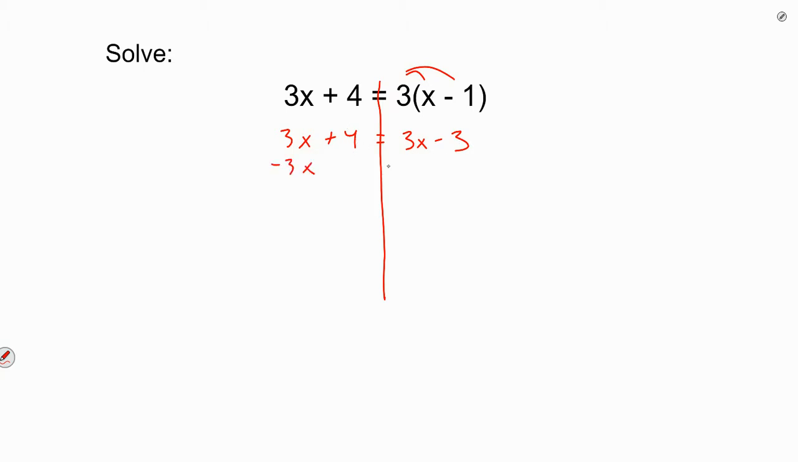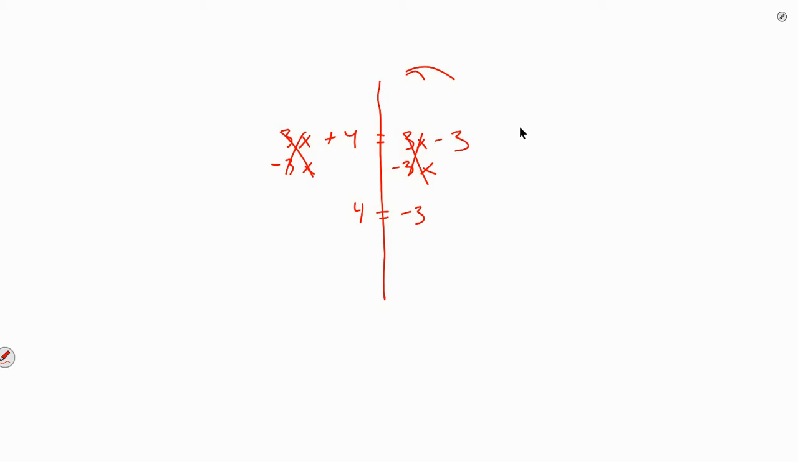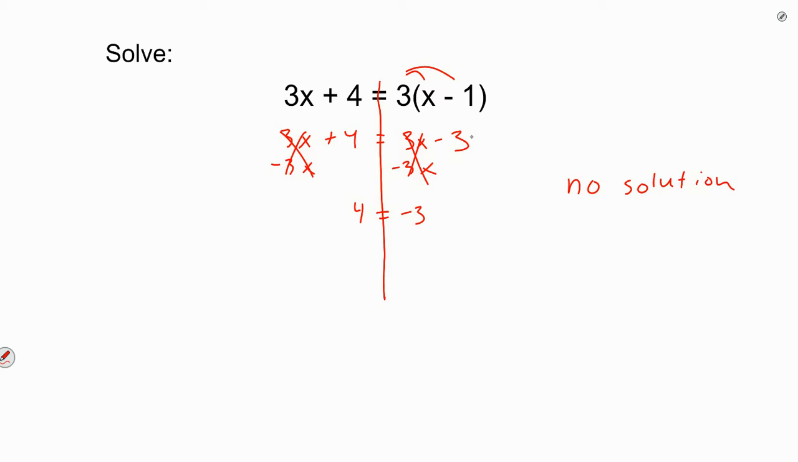So when I move my 3x's, 3x minus 3x is 0. Same thing on this side. I get 4 equals negative 3, which is the same situation that we had with the pretzels. In that situation, we had a solution of never. They will never work. So the term that we're going to use is no solution. We're going to say this has no solution. You may say never, you may hear no real solution, but this will never be true. This side will never equal that side because when I cancel out my x's, I'm left with 4 equals negative 3, which is never true.